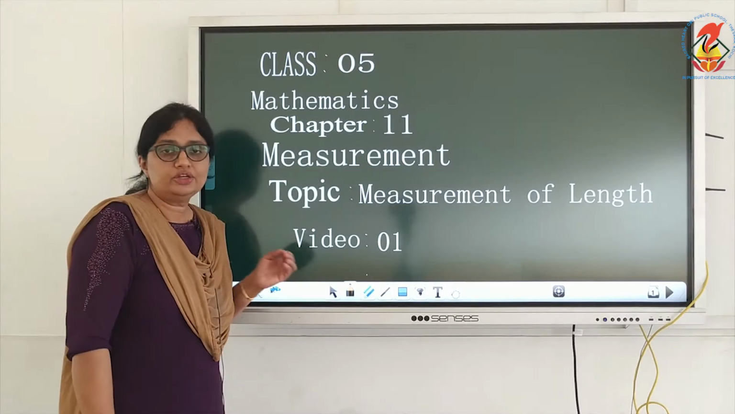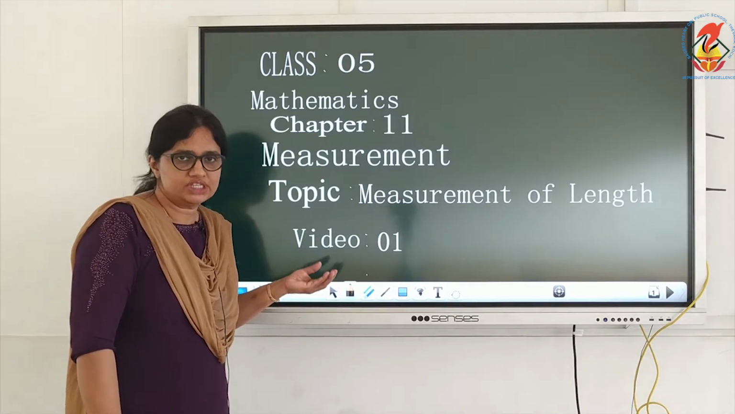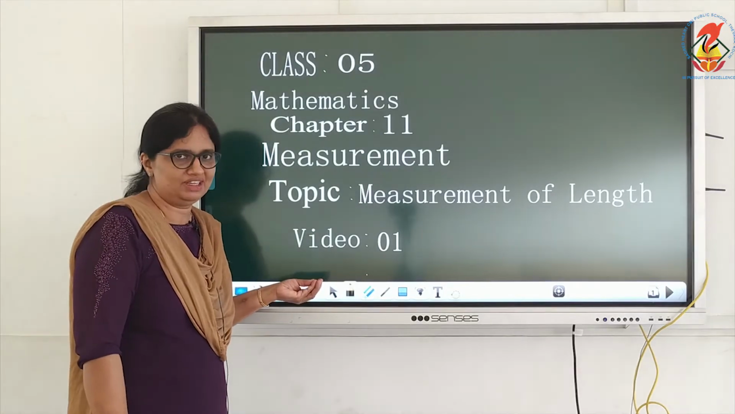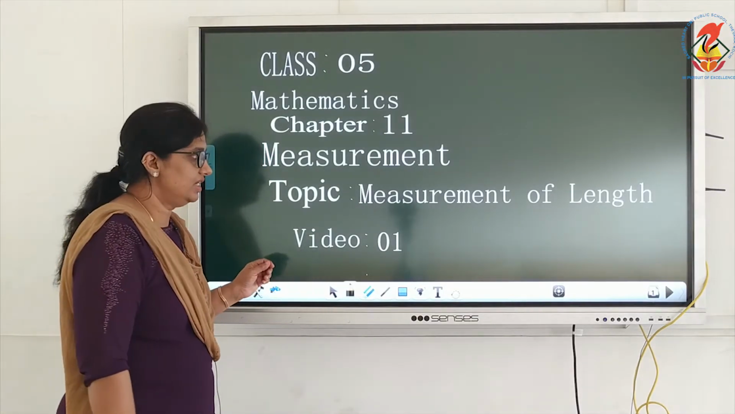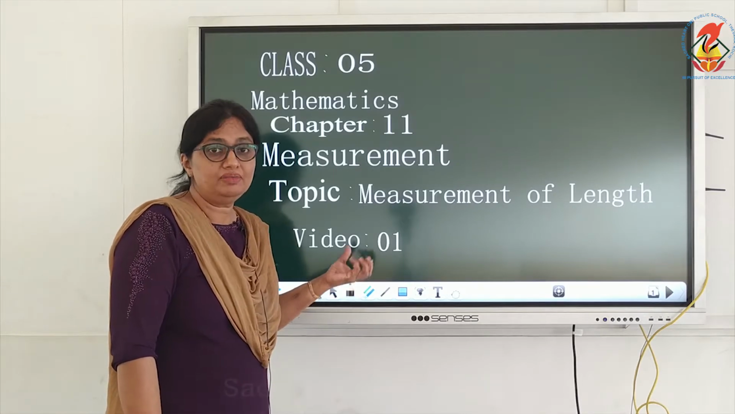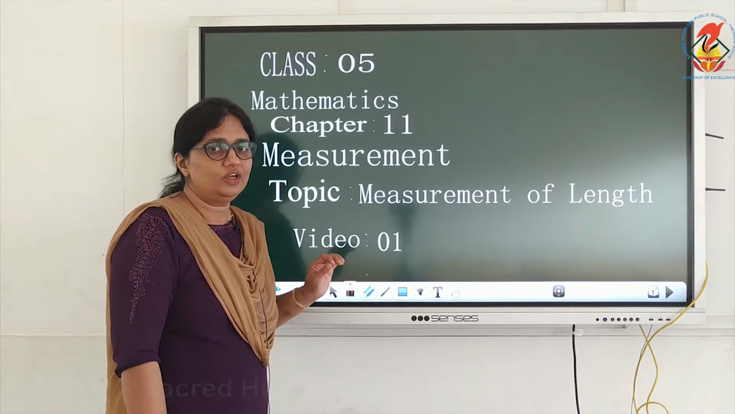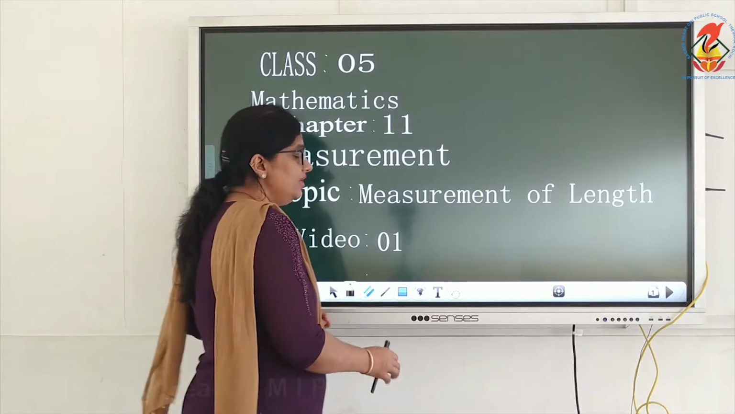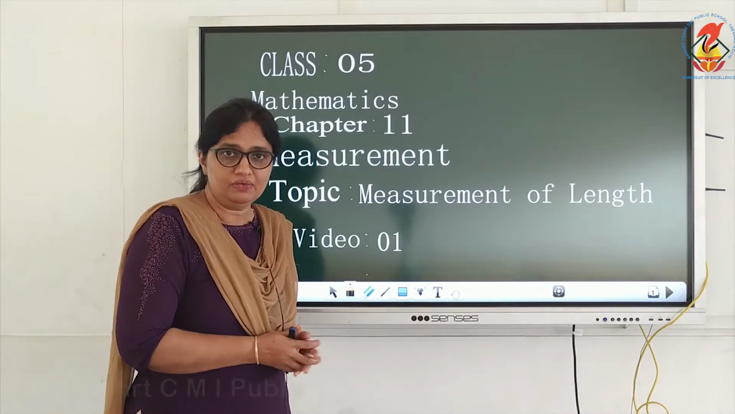Dear children, today I will introduce a new chapter before you, that is measurement. You have studied the metric measures from first standard onwards, right? Did you remember that? First I will introduce measurement of length.